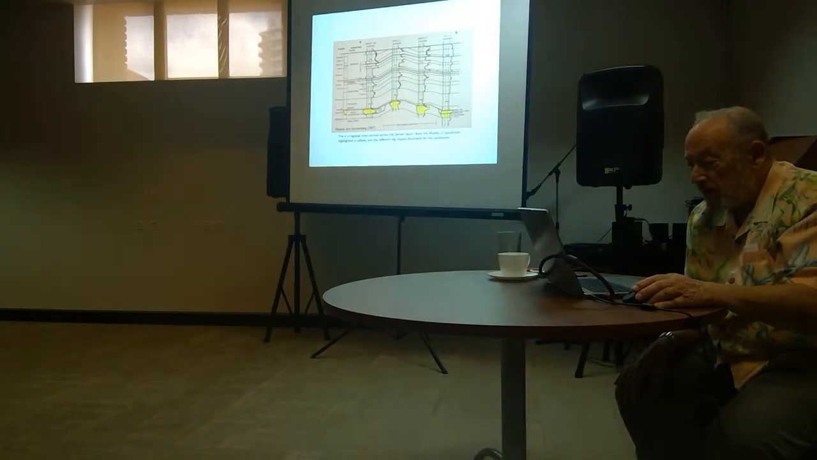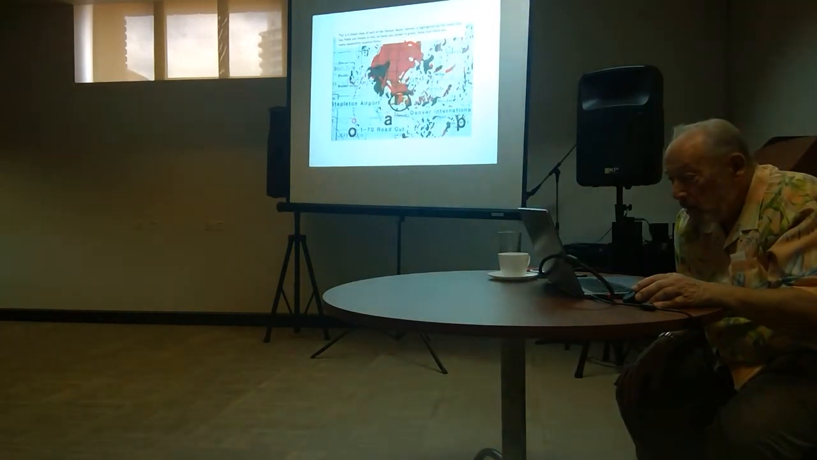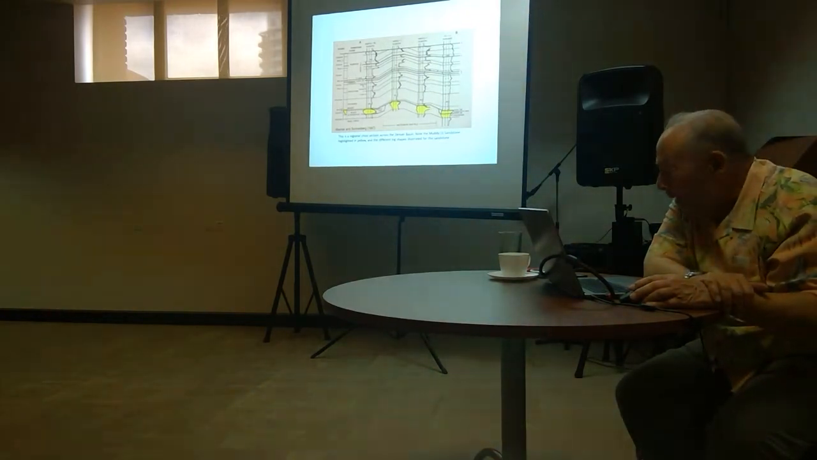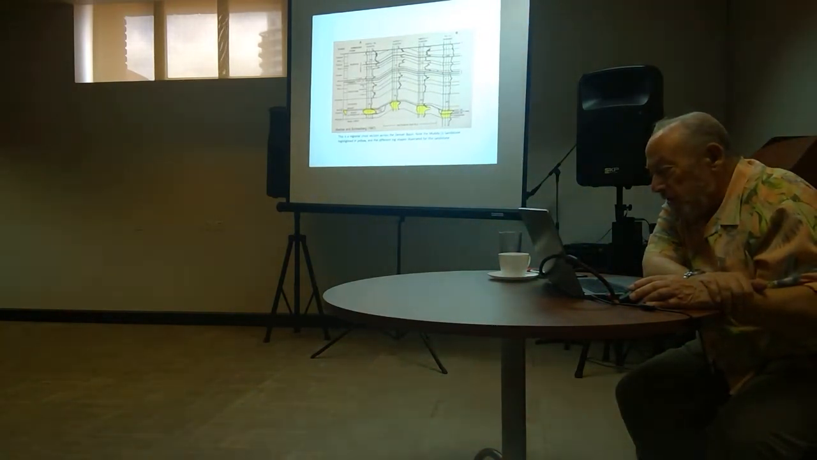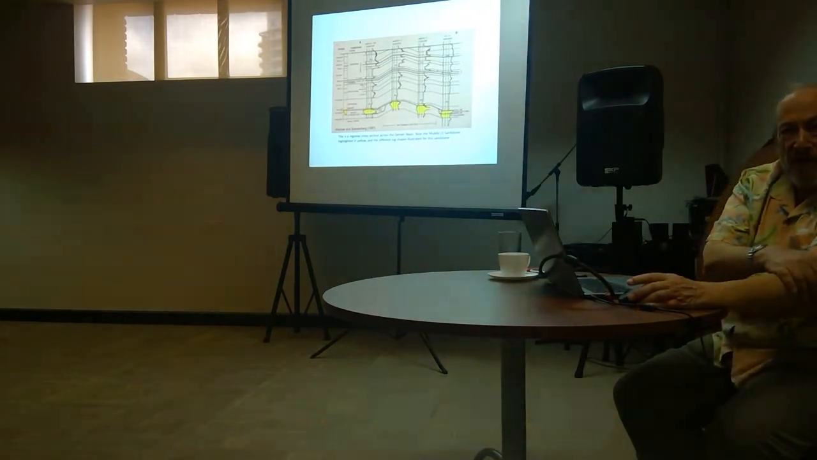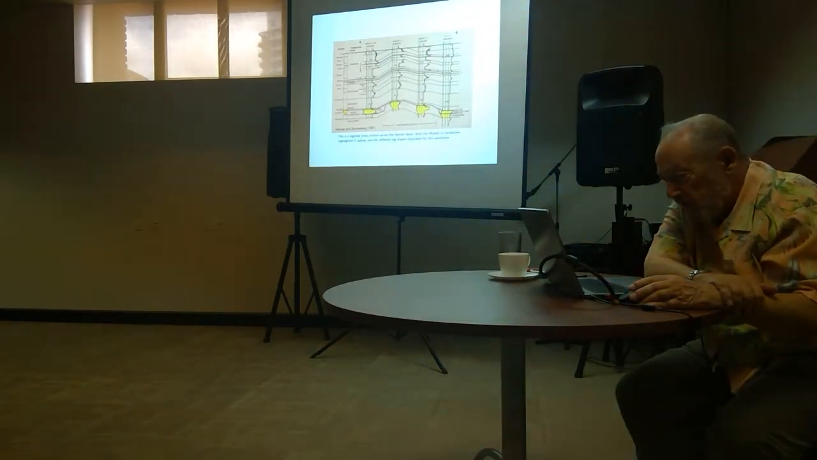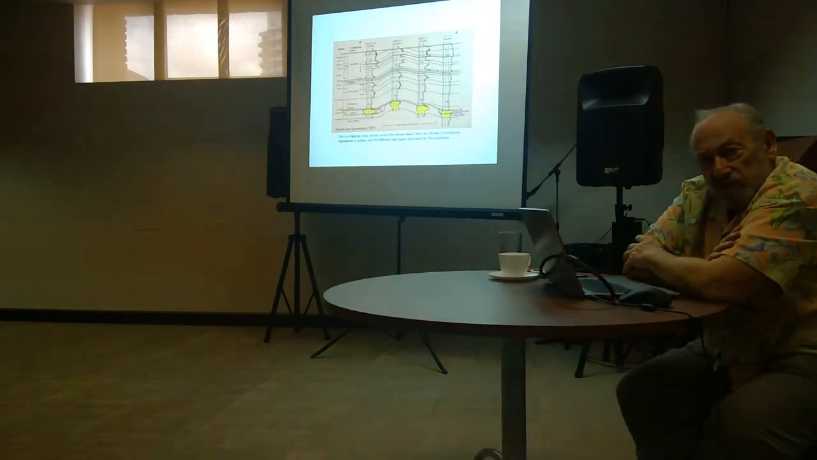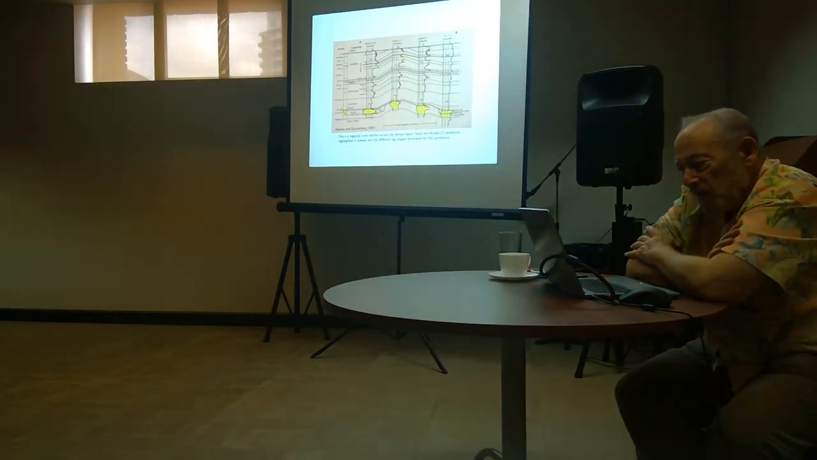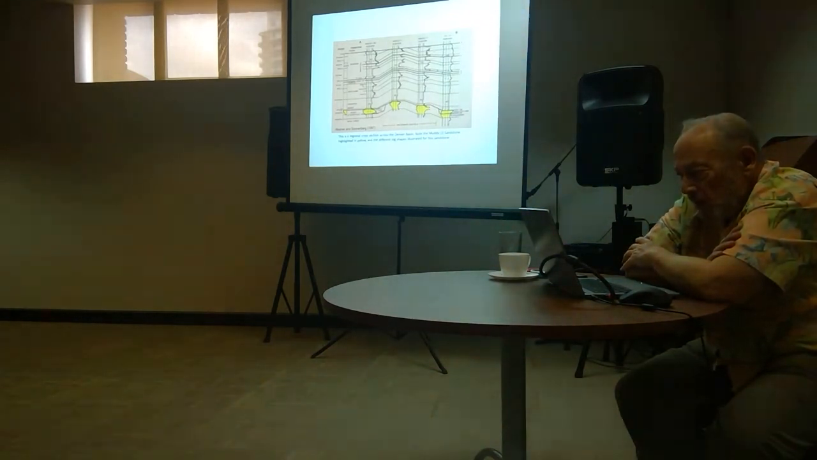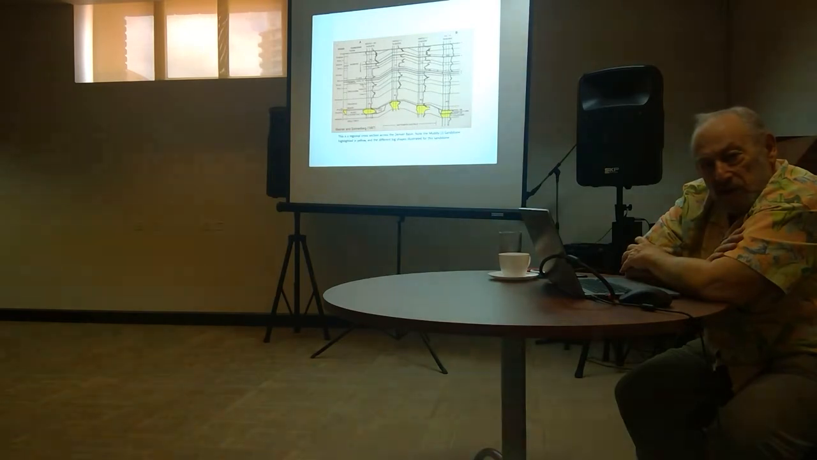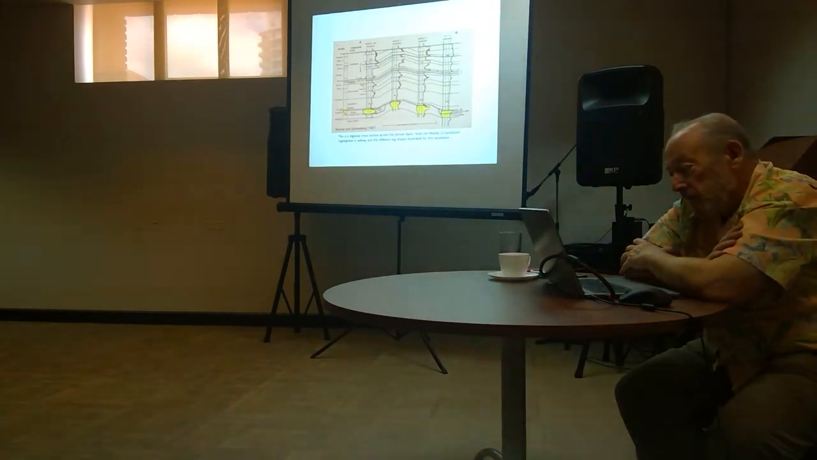Okay, here's the cross section. Here's the cross section across the field. And I've colored in yellow the sand bodies that make up the reservoir, or one of the reservoirs in this field. And if you look closely, you'll see different shapes of the log shapes. These are resistivity logs, but different shapes of the SP log.